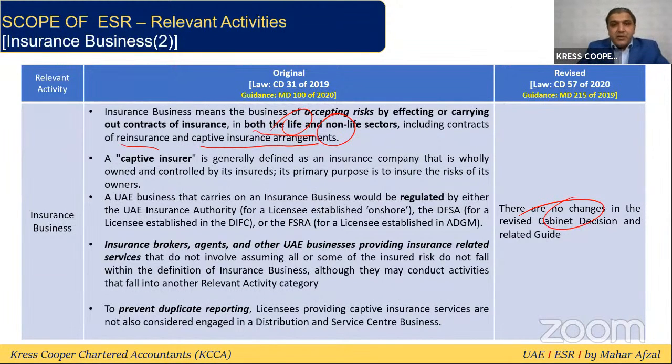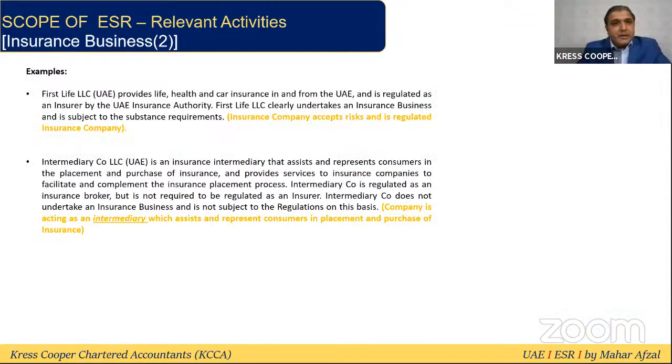So what does captive insurance mean? Captive insurance means insurance which is wholly owned and controlled by the insured, by the owner. Usually owners are making an insurance company for themselves. So captive insurance will fall under that. Again, it will be a regulated business. Middlemen will not be subject to ESR and duplicate reporting will be avoided.